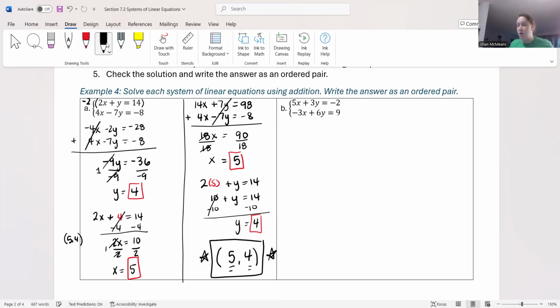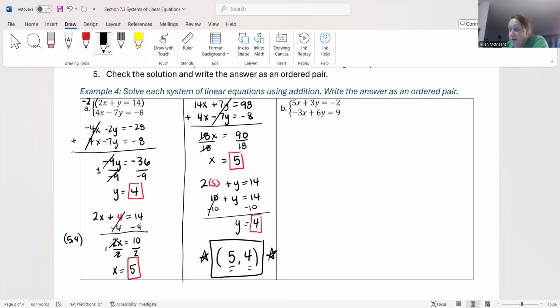All right. So from now on, we're just going to solve using one variable. We'll eliminate one at a time. Okay. But just know that you can get rid of the x or you can get rid of the y. It doesn't matter. You'll get the same answer at the end of the day. Okay. So let's look at part B. So we have 5x plus 3y equals -2. And then we have -3x plus 6y equals 9.